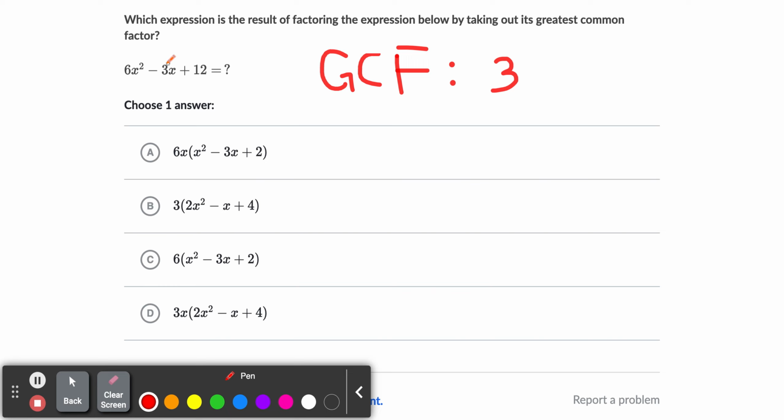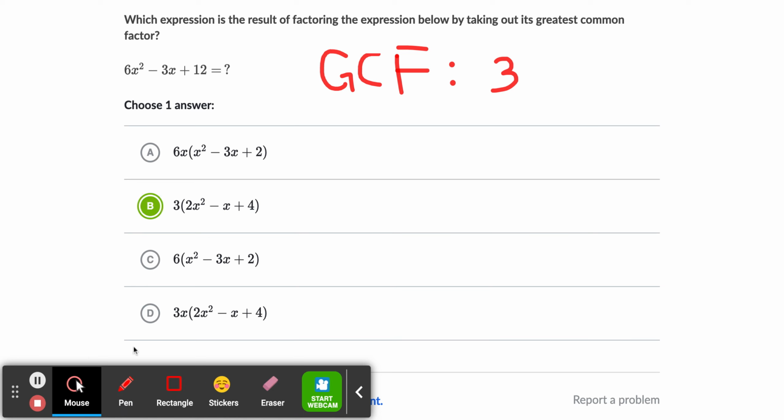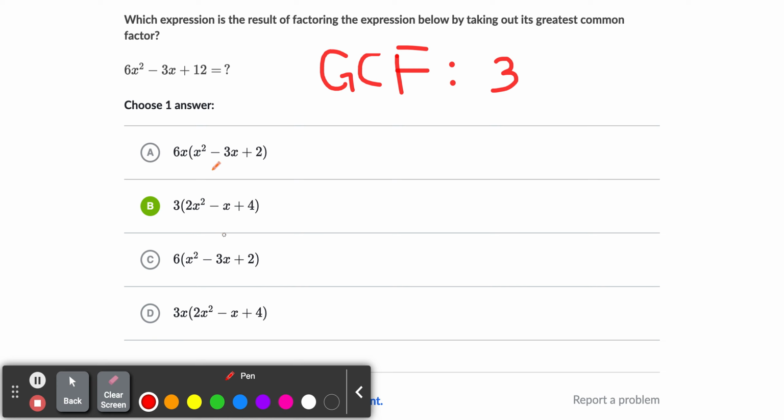And now let's consider the x's. There's an x squared here, there's an x here, but there's no x on this constant term. So no x can actually come out, right? No x can actually be factored out because it won't even go into this last term. So our GCF just stops at 3, which means our answer, because it's multiple choice, should definitely be here. But we can still check, right? I want you guys to have a deep understanding.